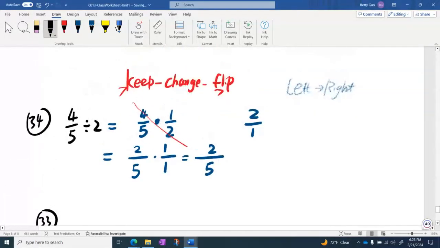Am I clear about keep, change, flip? Because I did have students before who keep the 2 and then flip the 4/5. Don't do the opposite direction. We keep it from the left to the right direction, all right?